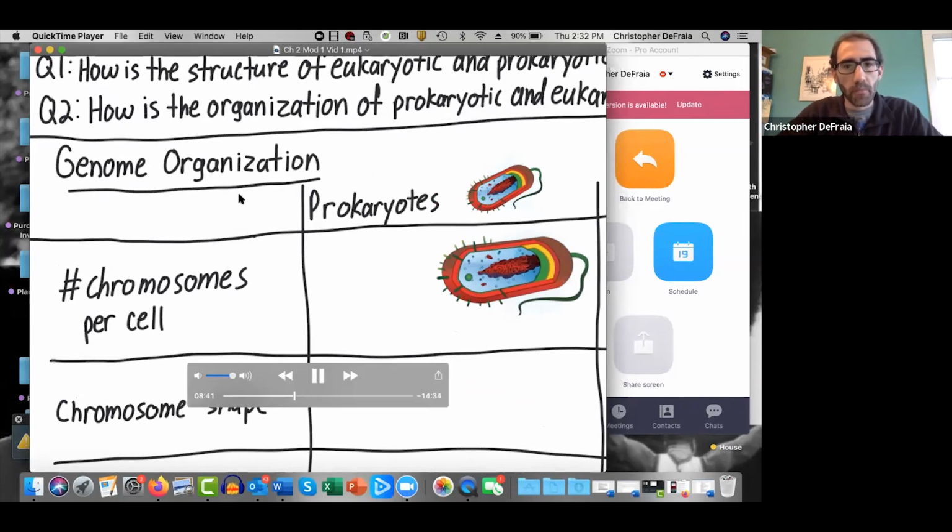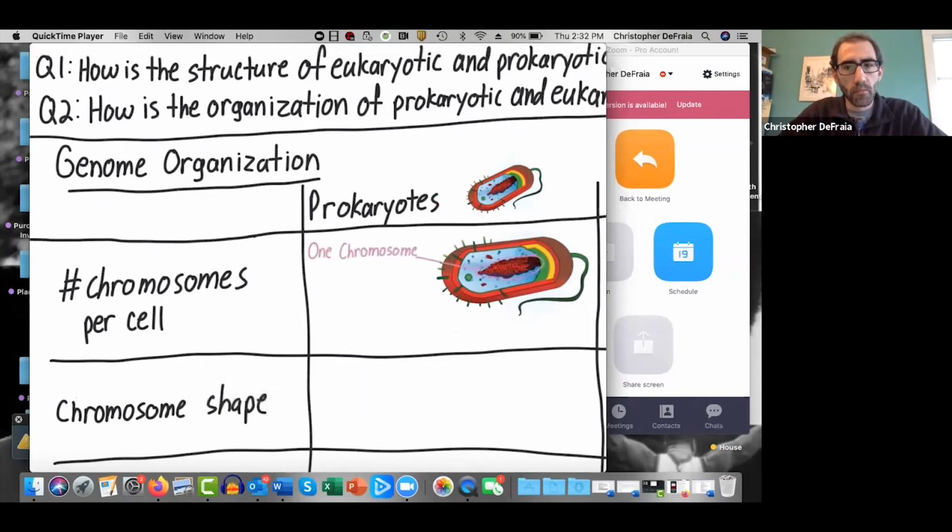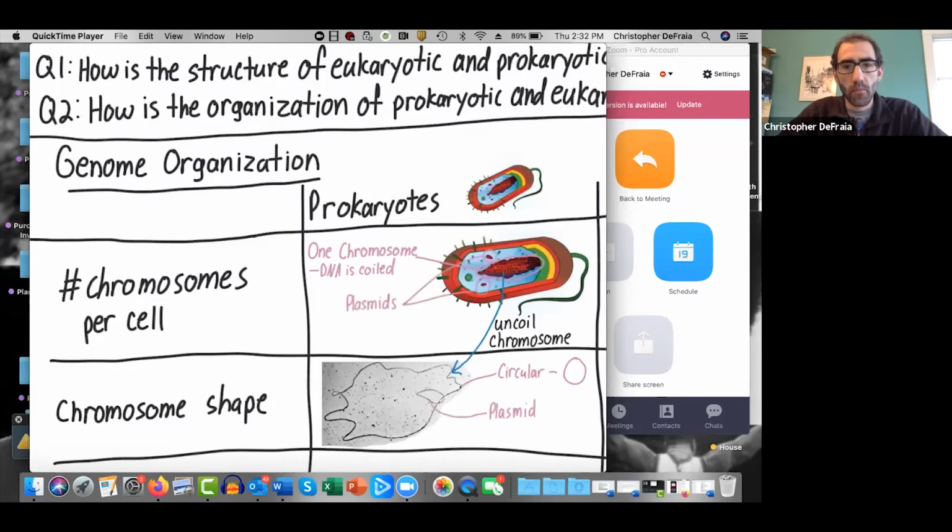The vast majority of DNA in prokaryotes is in one chromosome. In the cell, this DNA is coiled. But if we uncoil it and look at it under a microscope, we see that its shape is circular. Smaller chromosomes called plasmids, sometimes present in many copies, may also be present. This smaller DNA molecule in the micrograph is a plasmid.